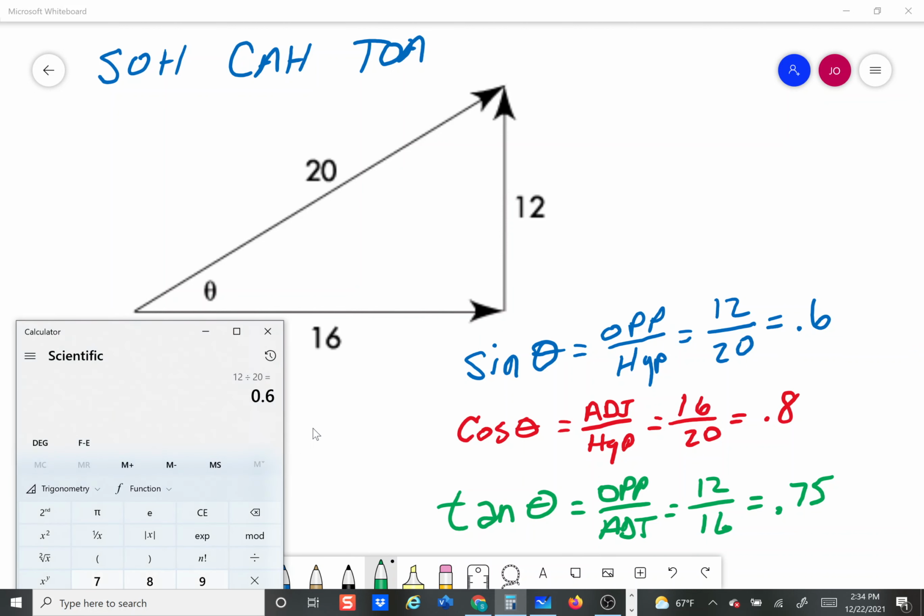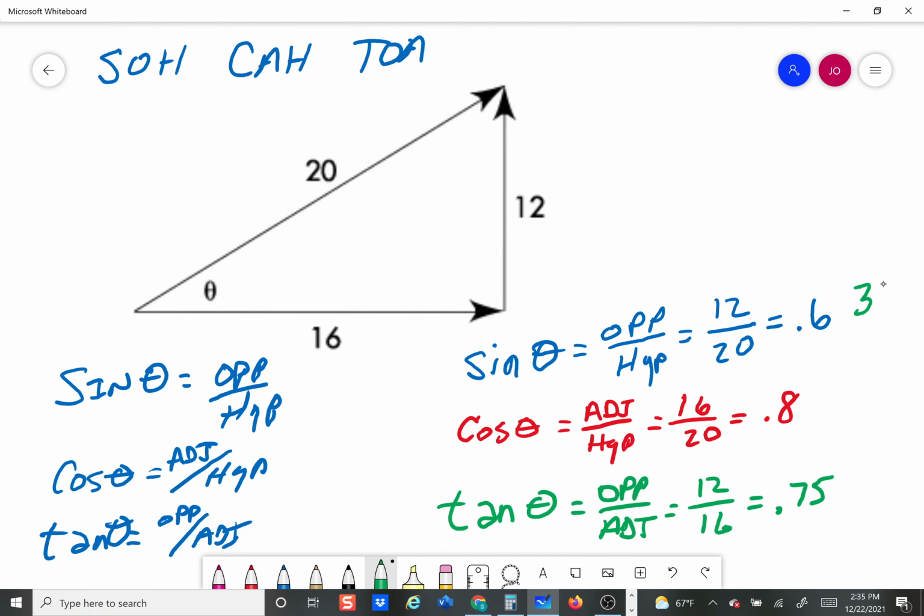So in this case, I've got my value of 0.6. I've got to go to my trig function, and I'm going to go to the inverse of sine. And that tells me that I've got an angle of 36.87 degrees. So using the sine function, it says it's 36.87 degrees.